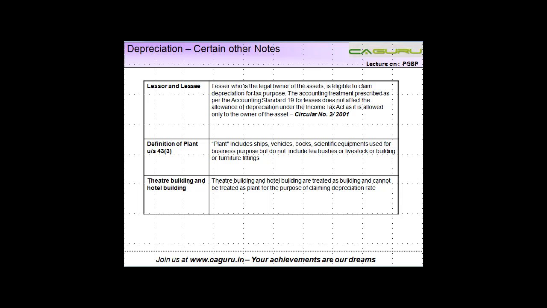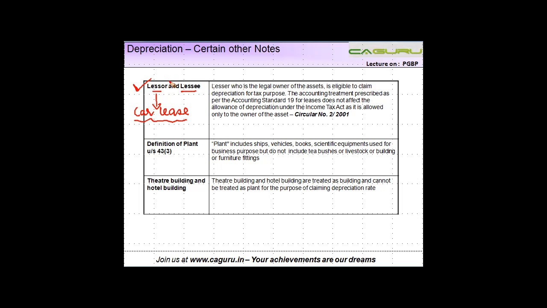Let us see certain other things in case of depreciation. The first one is what happens in case of a lessor and lessee. We saw so often that many people lease out certain assets to the other. The most common is car lease, which is offered by many companies to their employees. So in that case, there is a lessor who's leasing out the car, and there is a lessee, the person who's taking this asset on lease.